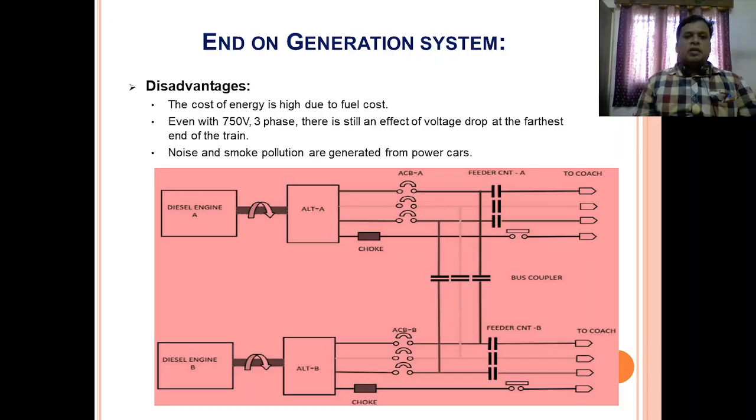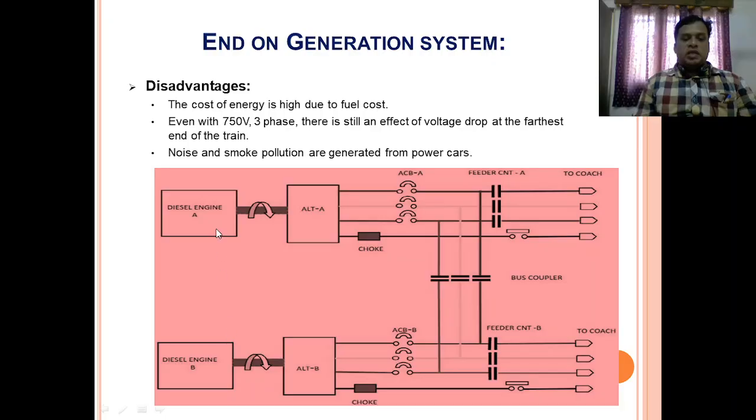This is the block diagram, or circuit diagram, of the end-on generation system. Here you can see a diesel engine, and from the diesel engine you go to the alternator. From the alternator you have this choke, and from there you give to the feeder, and the feeder to the different types of coaches. Now we are operating only diesel engine A here, but not diesel engine B.